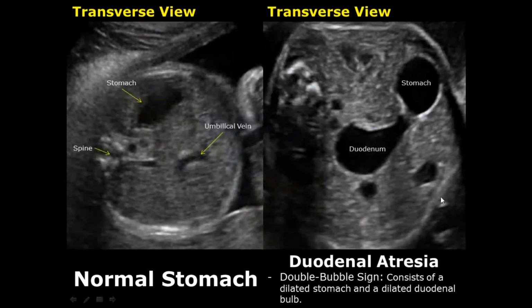In duodenal atresia, the duodenum does not form properly. This will lead to obstruction and will cause dilatation of the duodenum and the stomach. This gives us a double bubble sign, in which we see both the duodenum and the stomach as two bubbles, two dilated structures.